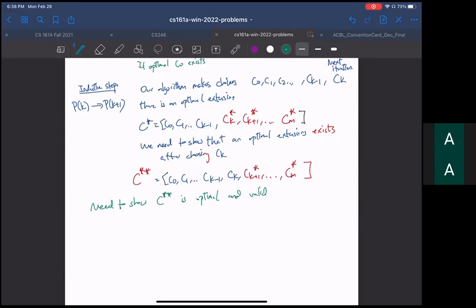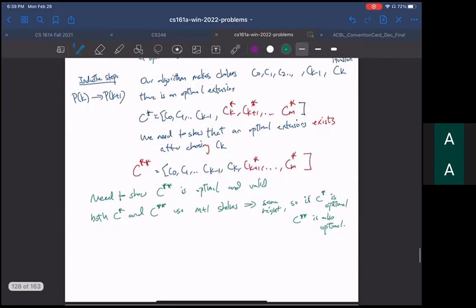Okay. So first, why is it optimal? Well, it's optimal, assuming that it's valid, it's optimal because both C star and C star star use n+1 shelves, which means same height. So if C star is optimal, C star star is also optimal. Optimality, often pretty easy to prove. Now let's talk about proving that it is valid. This is usually trickier.